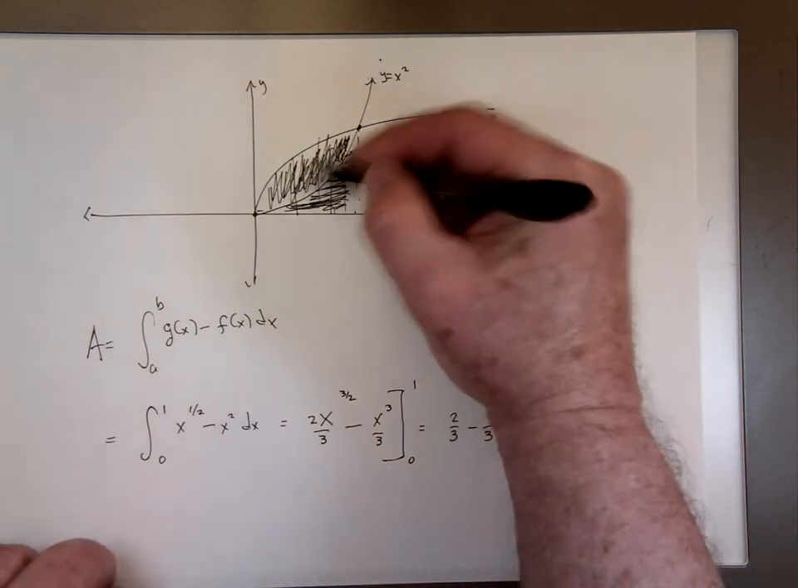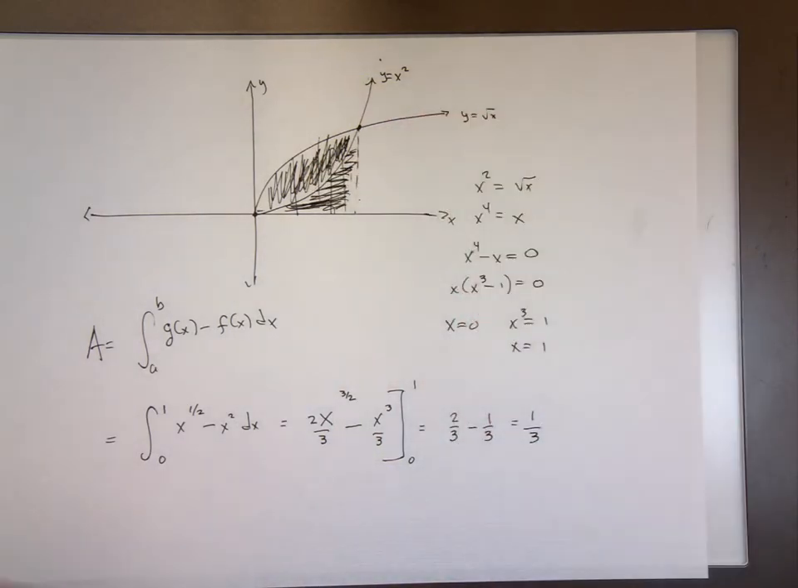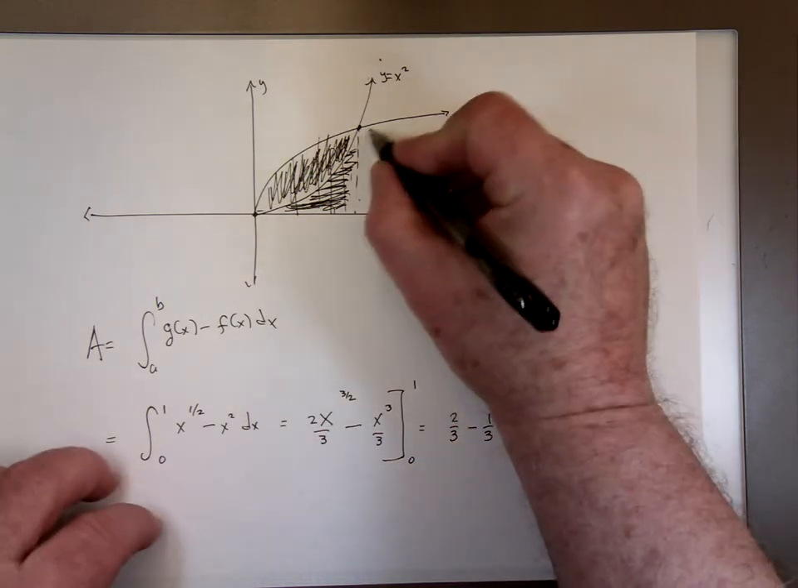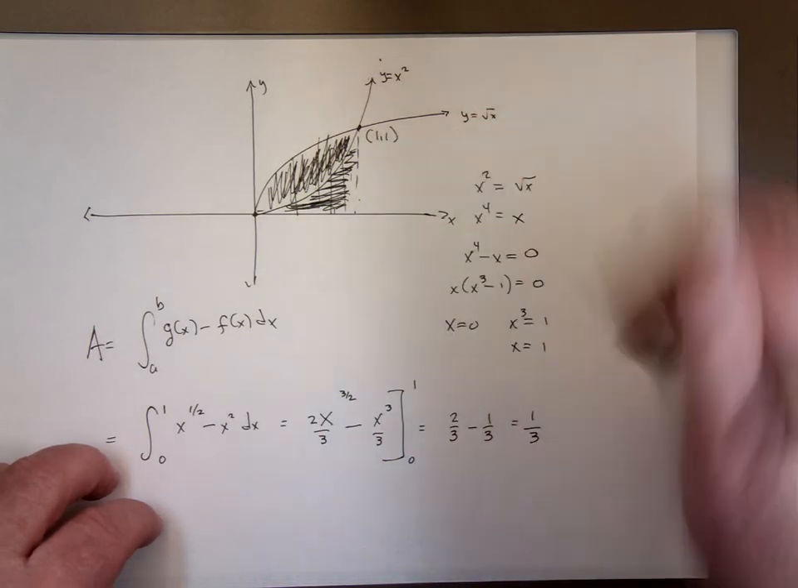What is the coordinate of that intersection up there? Is that 1, 0, or what? The point of intersection is 1, 1. Up there, yeah. That's 1, 1? Yes. When x is 1, the x squared is 1, and the square root of x is 1. That's the point, 1, 1.